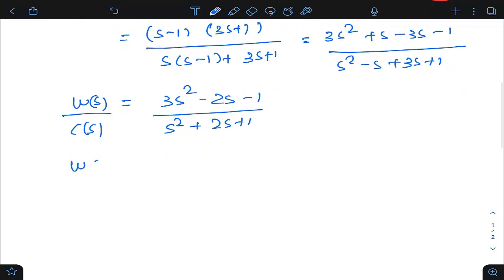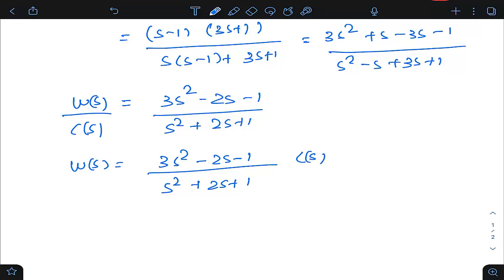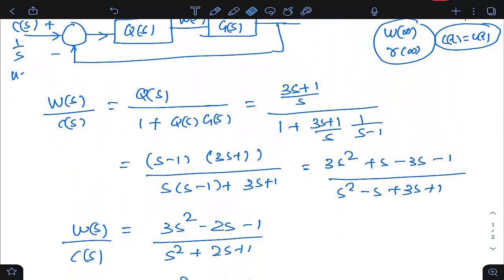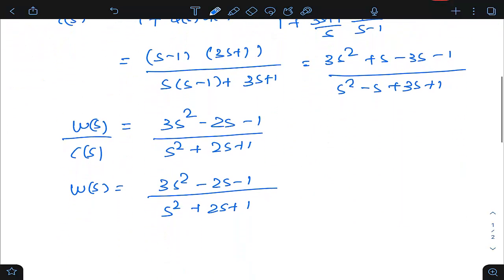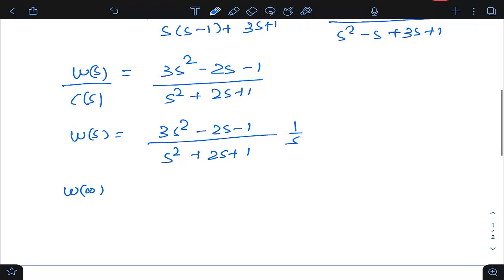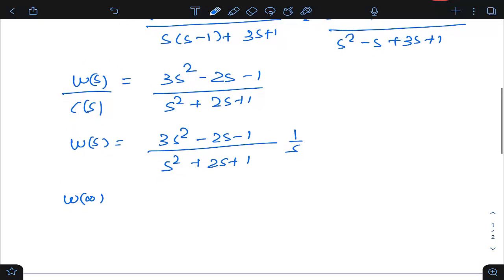So what is W of S if I ask you? It is (3S square minus 2S minus 1) divided by (S square plus 2S plus 1) into C of S. But we know C of S is 1 by S. So in place of C of S, let me substitute 1 by S. Now I am supposed to find the final value of the controller output, that is W of infinity, the corresponding time domain signal at t equals infinity. So we can use the final value theorem.